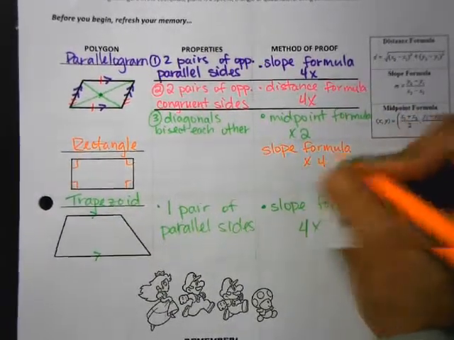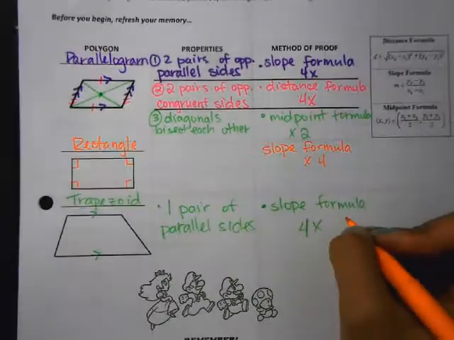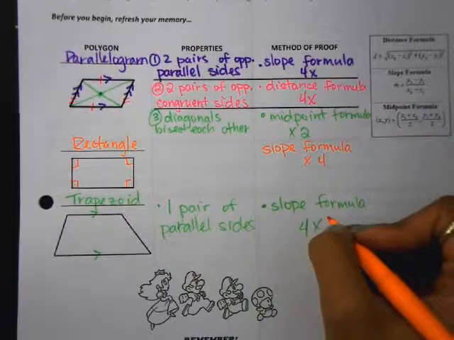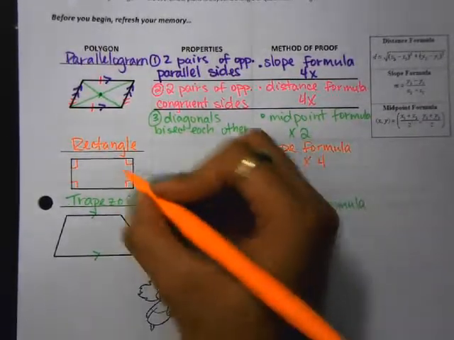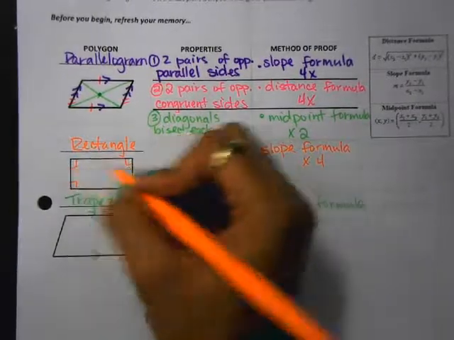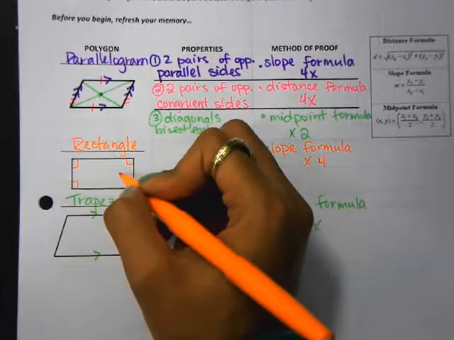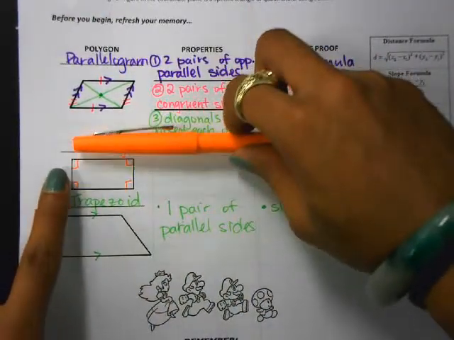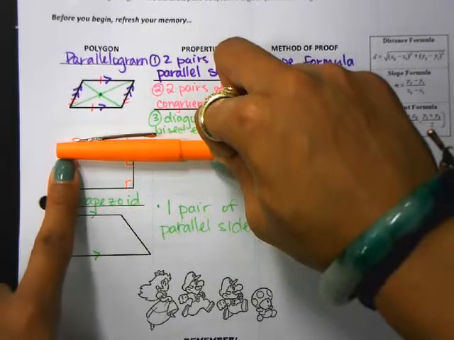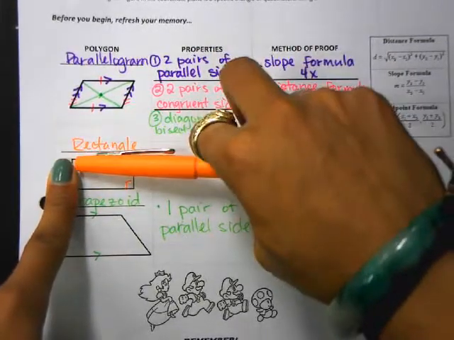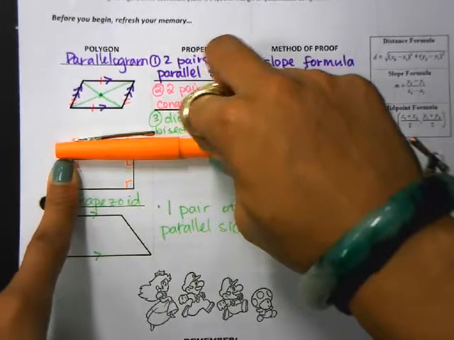Now here's why. When we perform the slope formula 4 times, what we're going to be proving is that not only are the opposite sides parallel to each other, but when we perform the slopes, this one should have the opposite reciprocal slope of this one, which means that there's a right angle here. So we're going to get 4 slopes, and with those 4 slopes, we're going to prove not only are the opposite sides parallel, but that they're also perpendicular to each other.